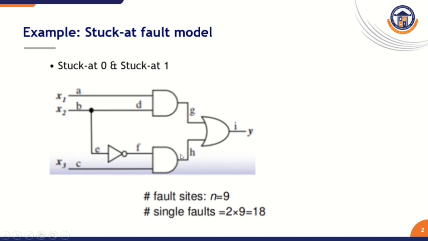From these fault sites, we are going to find the total number of single faults for the given circuit. Now multiply 2 into 9. The 2 is considered as the stuck-at fault model, that is either stuck-at 0 or stuck-at 1, and 9 is the number of fault sites. So the total number of sites is multiplied by 2, where 2 means stuck-at 0 or stuck-at 1. Totally this circuit has 18 single faults.